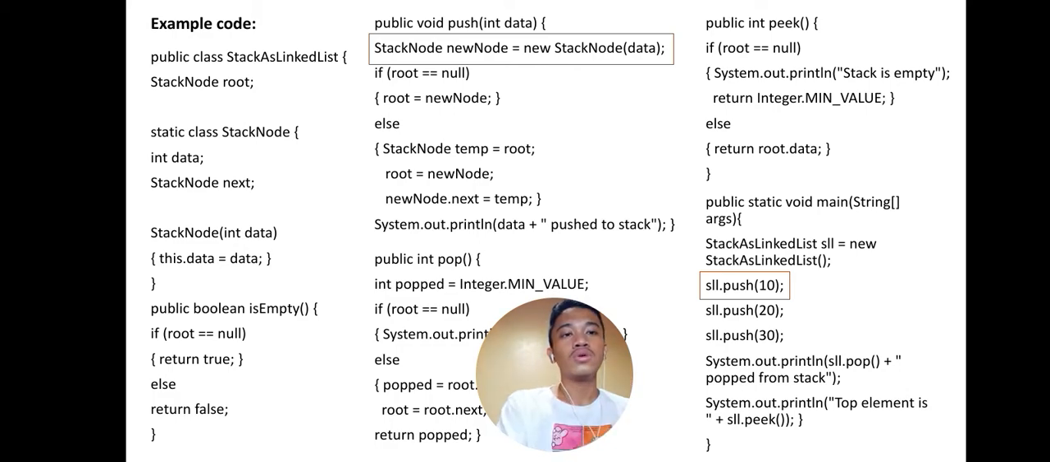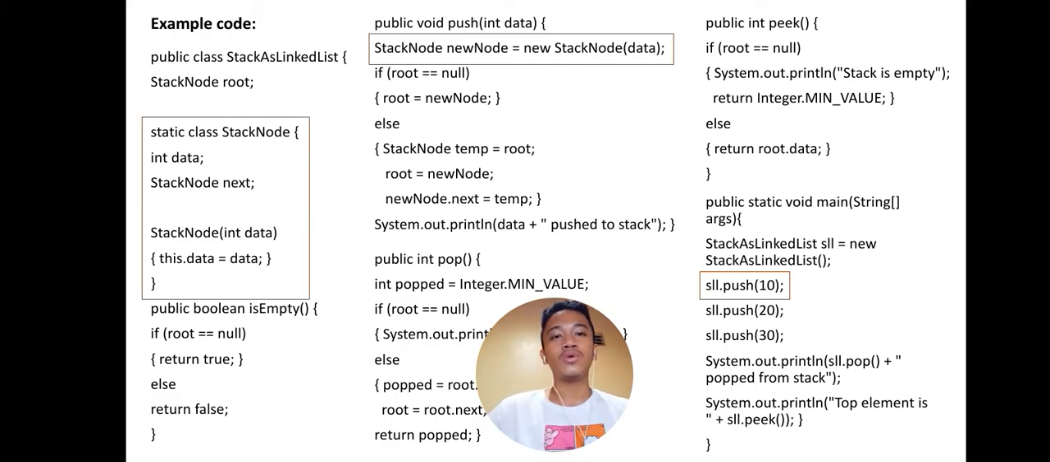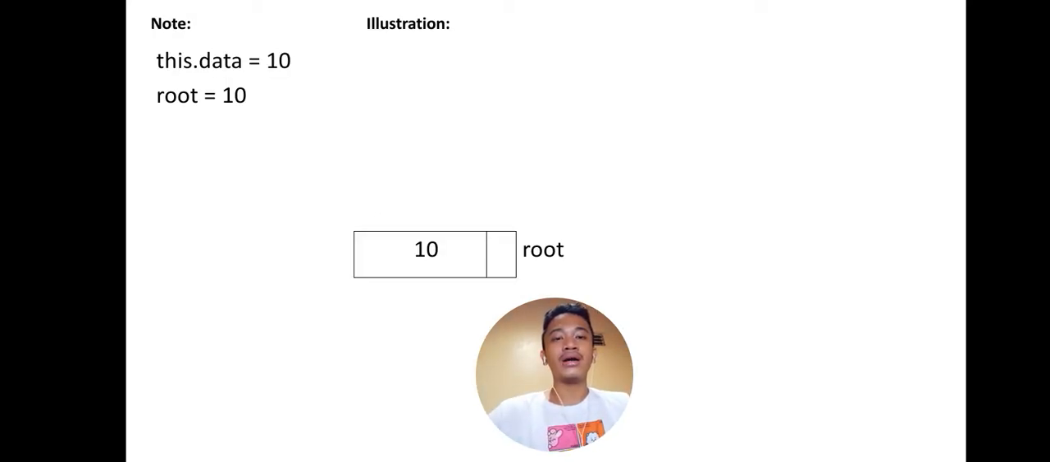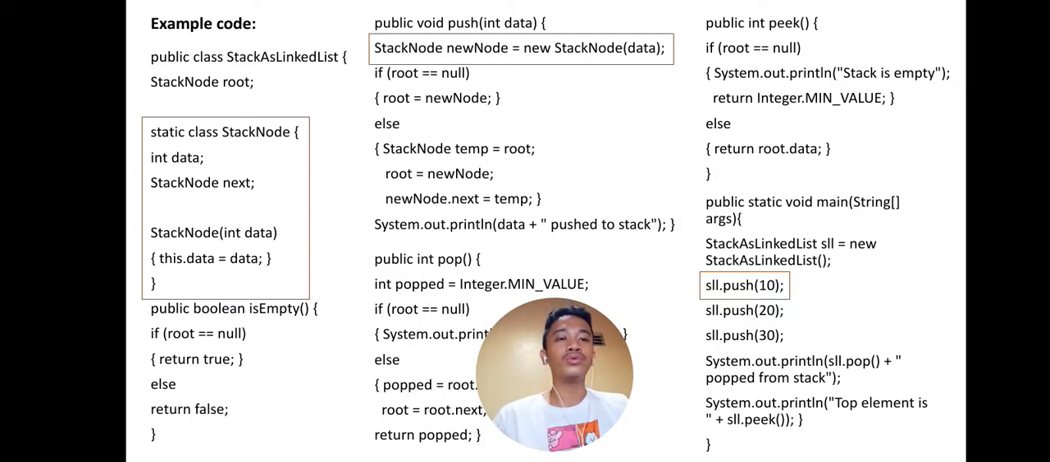So we will go back to this code. And again, we declare the integer variable data, stack node next, and constructor. Then under it is this dot data is equal to data. So we note here, this dot data is equal to 10 and root is equal to 10. So why are our root and this dot data 10? It is because our parameter here, the value is 10.